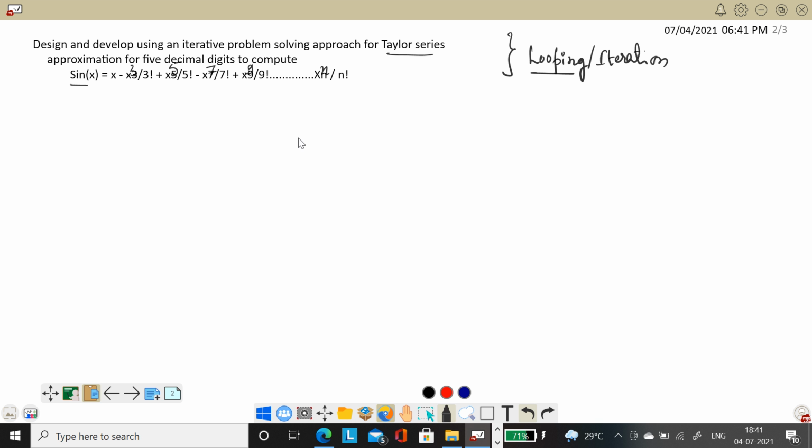Now if you observe the patterns here, the first term is x to the power of 1 divided by 1 factorial, minus x cube divided by 3 factorial, plus x to the power of 5 divided by 5 factorial, and so on. So the first thing you have to observe is that there is an alternating change in the sign. If the first term is plus, the next term is minus, the next is plus, and so on. Whatever power of x is there, the same number factorial is the denominator.